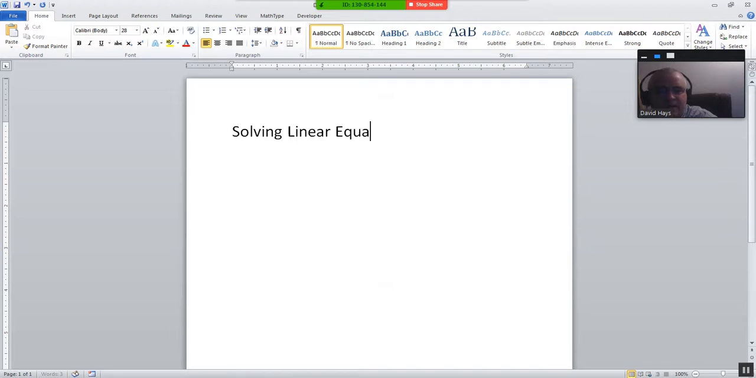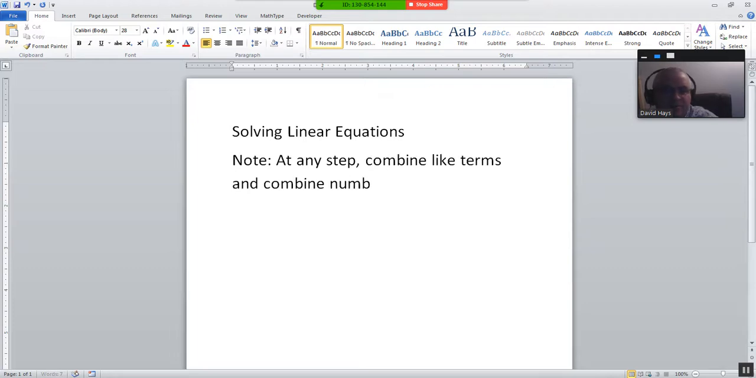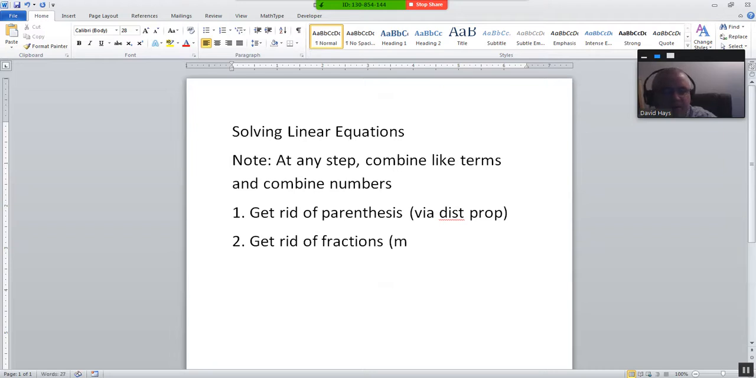So solving linear equations. We have a note up at the top. The note says, at any step, combine like terms and combine numbers. Step 1, get rid of parentheses. We do this via the distributive property. Step 2 is to get rid of fractions. And we multiply by the LCM of all the denominators.